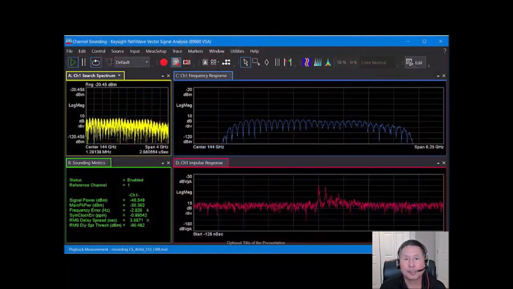On the left side, we see the basic spectrum and some signal metrics. The spectrum is useful to verify that your signal is present, and the metrics give you a sense for whether or not there's any impairments that might affect the measurement of the channel. On the right side, we have the frequency and time domain versions of the channel response. The trace that's of most interest in this example is the impulse response.